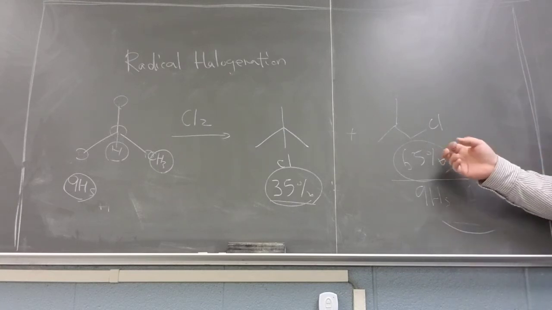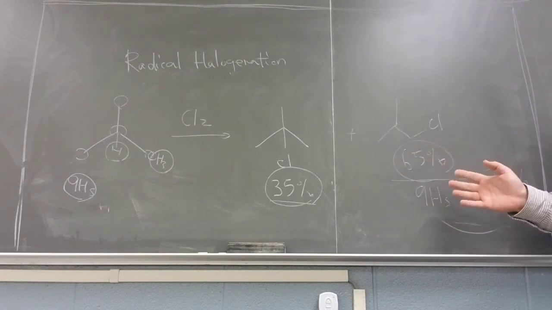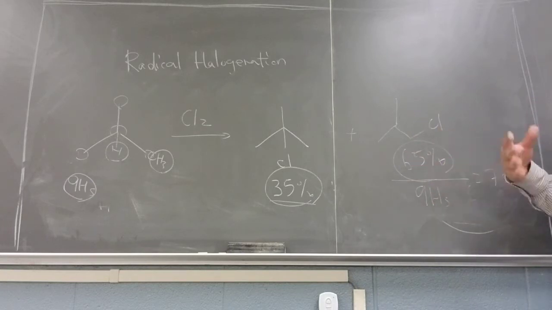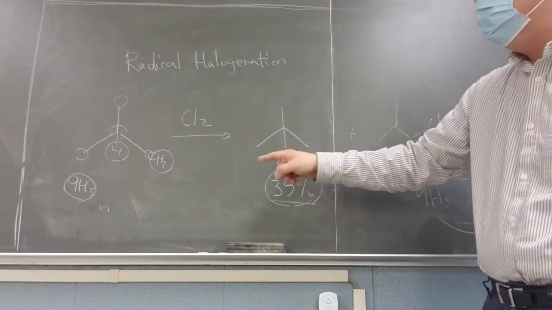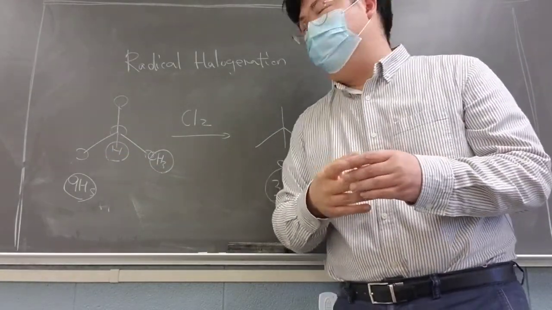So it looks like this is a more major product, but it's simply because you had more hydrogens to be replaced by the chlorine, which is halogenation. So technically, it was actually 35% to 7.2%. So technically, this position is more preferred to be halogenated. Makes sense, right? Okay.